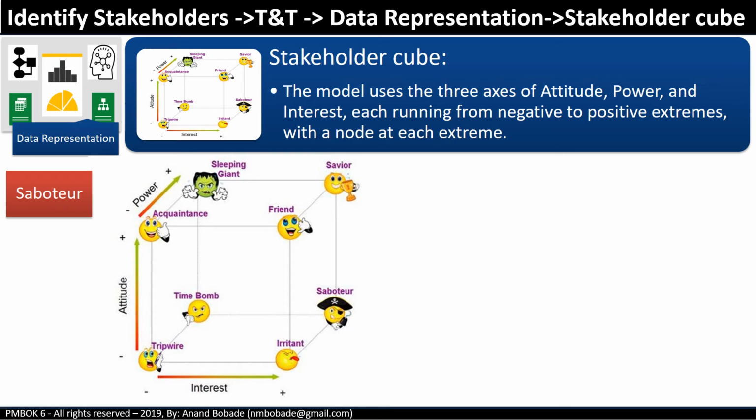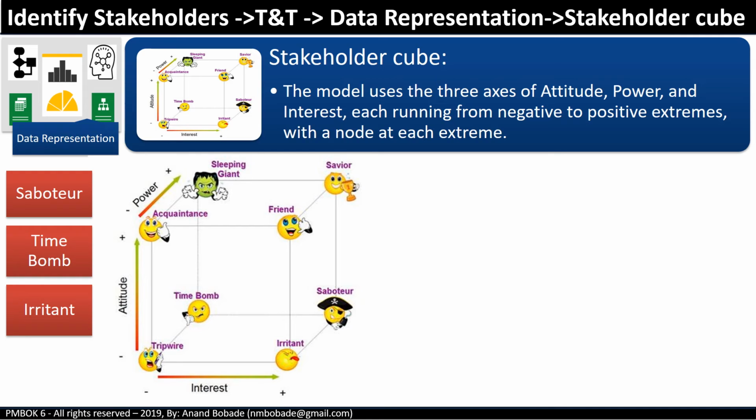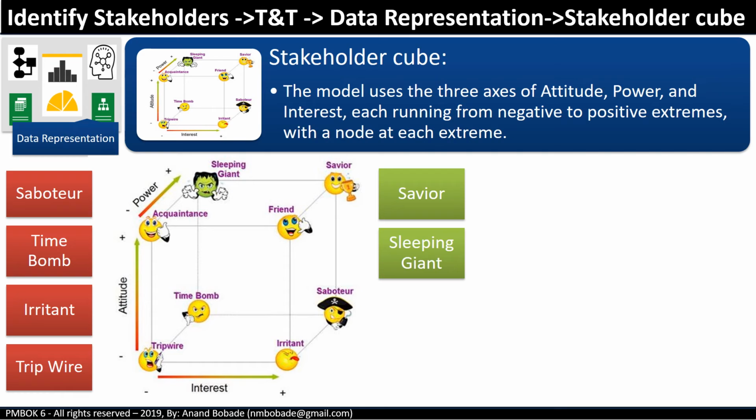This grid divides stakeholders into two major categories, that is, stakeholders with negative attitude and stakeholders with positive attitude. Negative attitude stakeholders are highlighted in red and positive attitude stakeholders are highlighted in green. The detailed understanding of this technique is out of scope of the PMP exam. However, you can refer to the associated slides for more details.